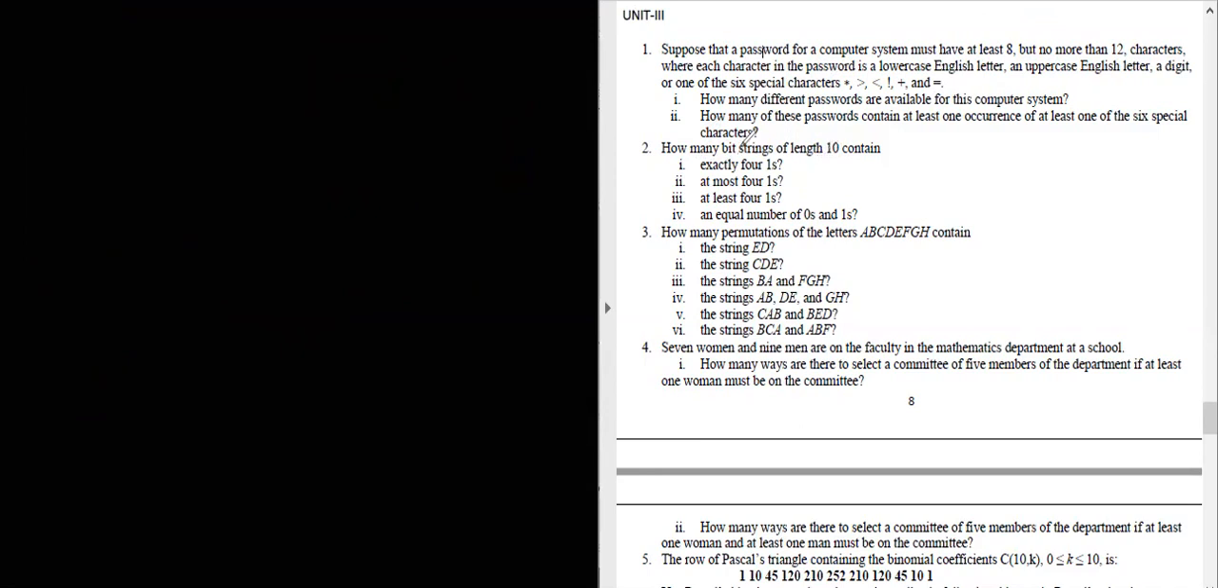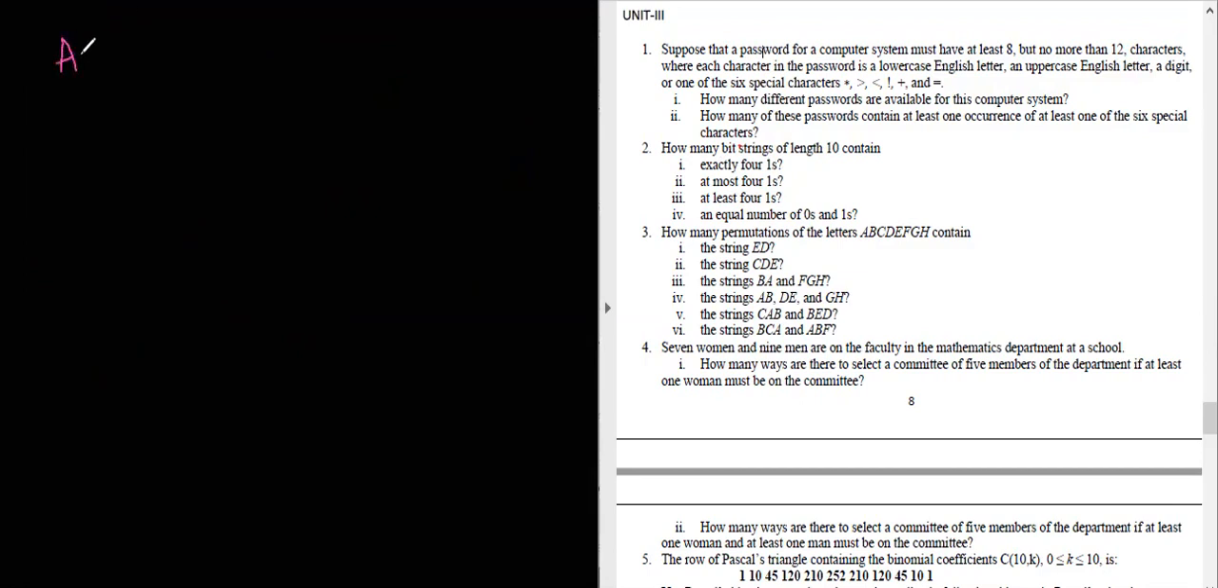I've already explained one problem of bit strings in the previous session, so I won't be explaining this again. You can try to solve it. The next problem is how many permutations of the letters A, B, C, D, E, F, G, H contain the string ED. Now this problem can be solved in this way.